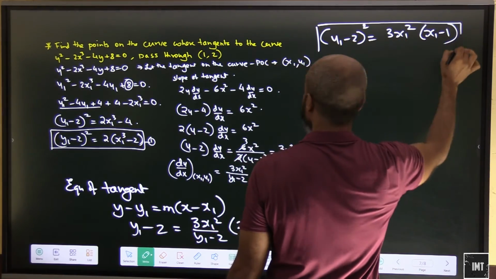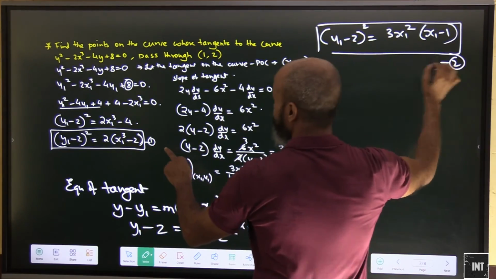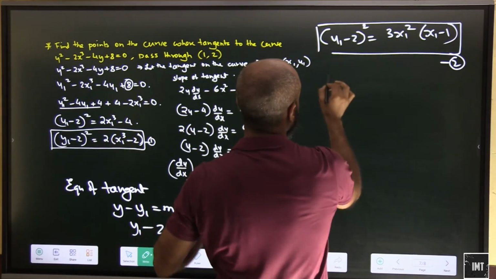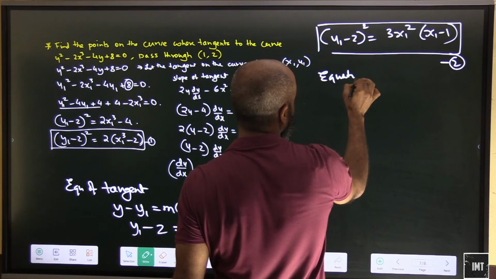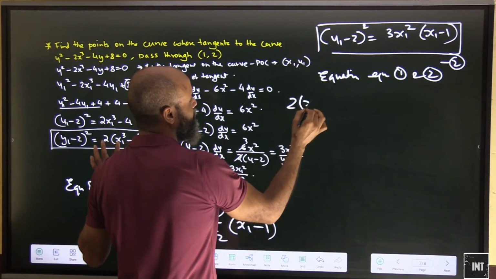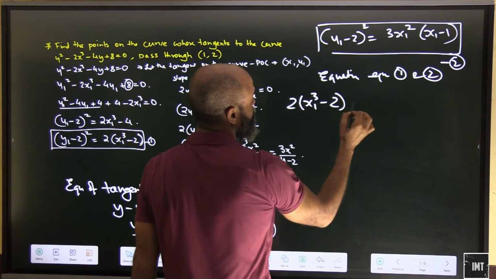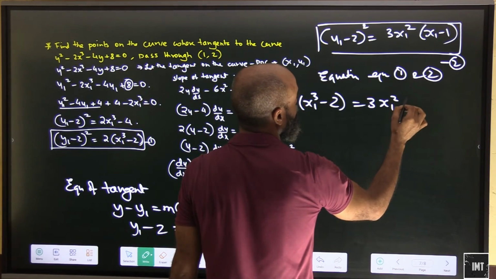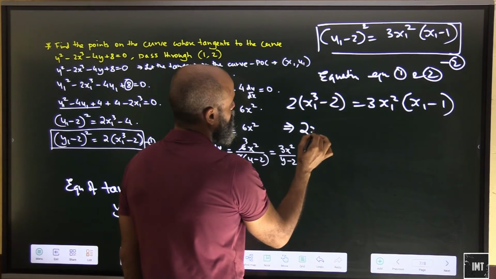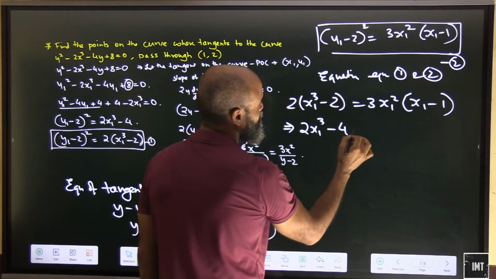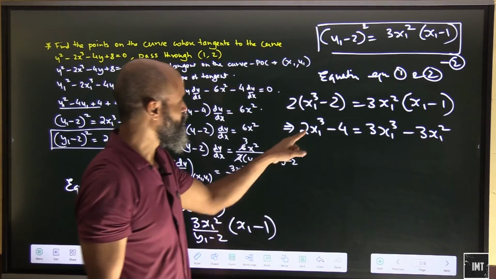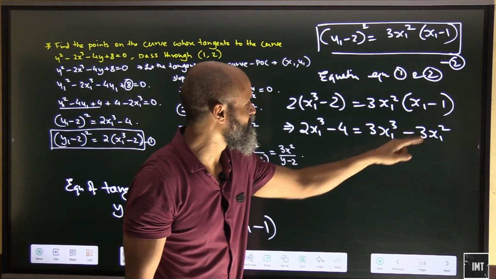So let's compare these two equations. We have equation 1 here and we have equation 2 here. Here y minus 2 square is equal to this, and here y minus 2 square. So equating equations 1 and 2, we will have 2x1 cube minus 4 is equal to 3x1 square into x1 minus 1. So this will be 2x1 cube minus 4 is equal to 3x1 cube minus 3x1 square.